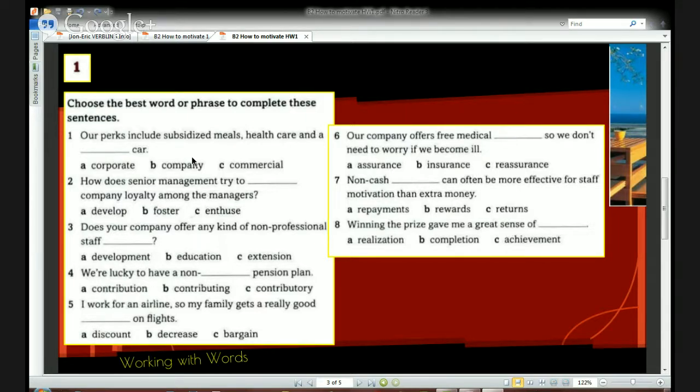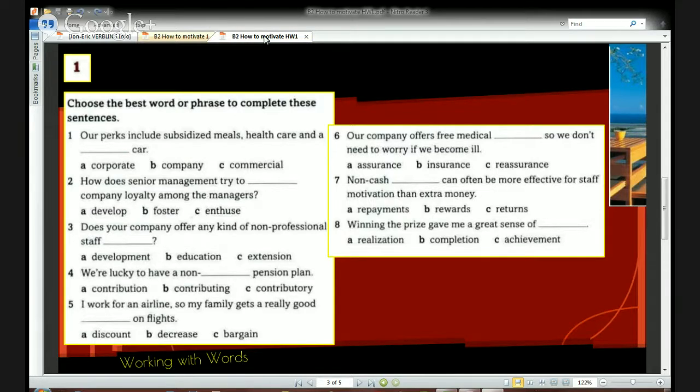Foster loyalty. We could say anything, but native speakers tend to say foster loyalty. Staff development, non-contributory pension plans, staff discounts or employee discounts, medical insurance or private medical insurance, non-cash rewards, and finally a sense of achievement. Okay, so this is some of our key vocabulary.